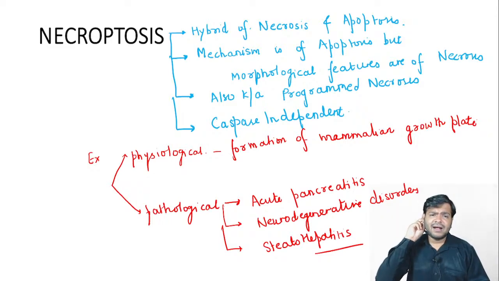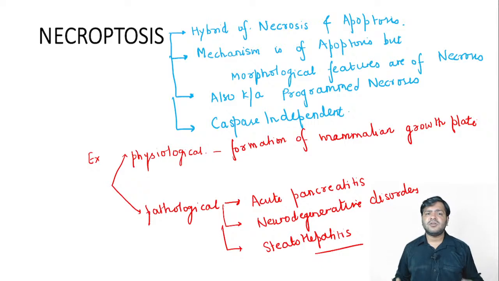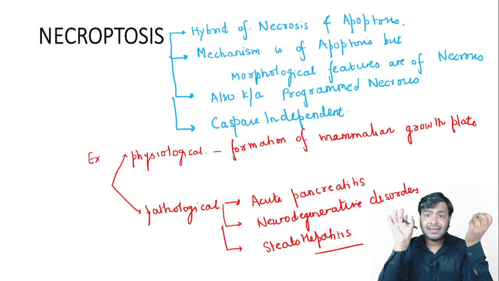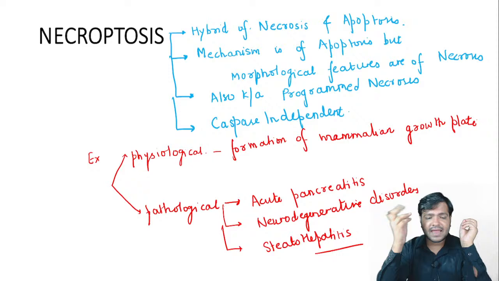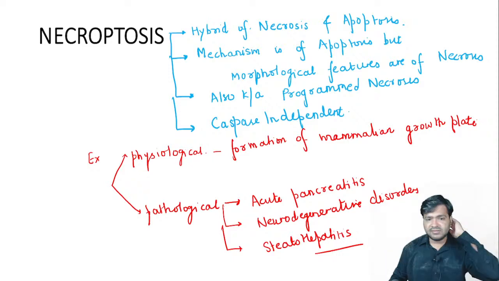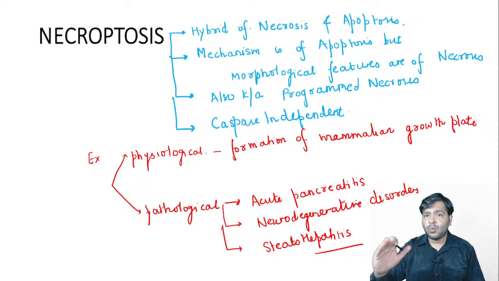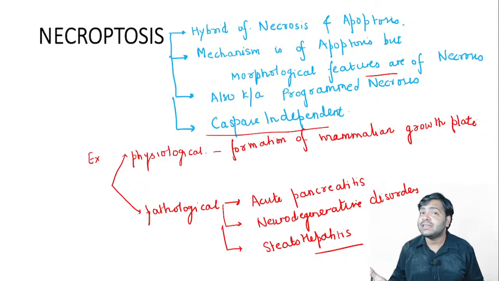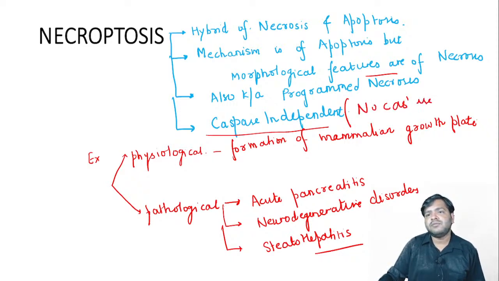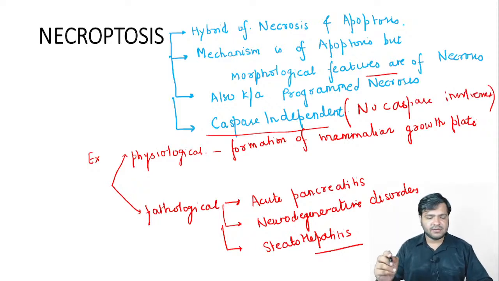These are certain examples of physiological and pathological necroptosis. The cell starts at apoptosis but ends at necrosis. Basically the mechanism is of apoptosis but the features are of necrosis. Why are the features of necrosis? Because there is no caspase involvement. It is caspase independent. So we'll just try to figure out the mechanism right now.